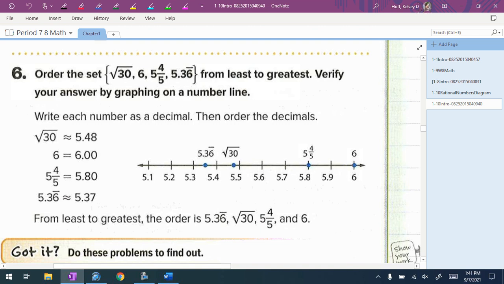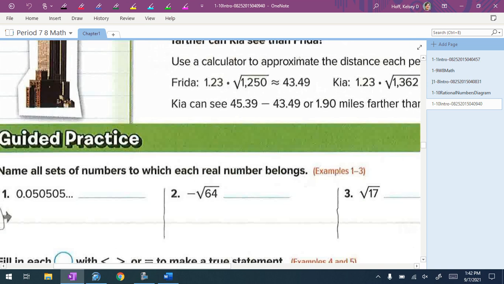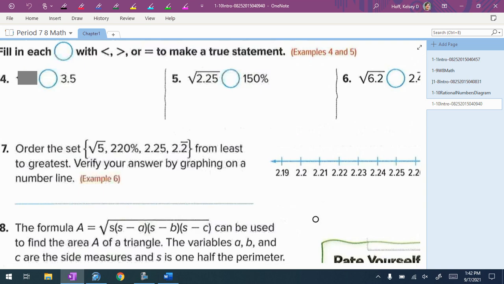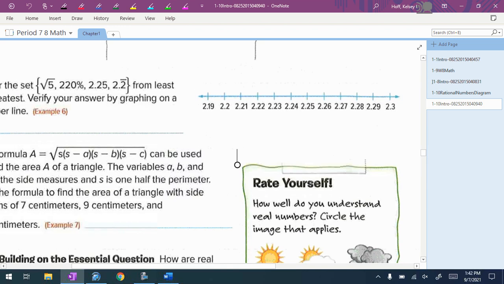You have 4 numbers, and you need to order them from least to greatest. So they take each and every single one, convert it to a decimal, and then start comparing place value. This is why I say being able to read your own handwriting and making sure you have place value lined up. We're going to come back and do G in just a minute, but let's flip to page 92 to number 7.